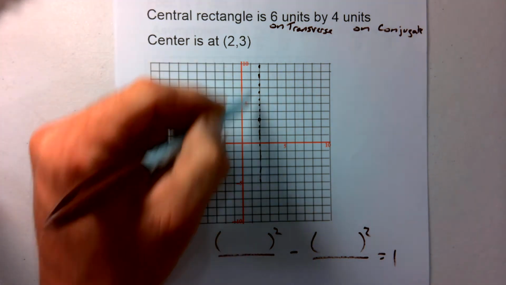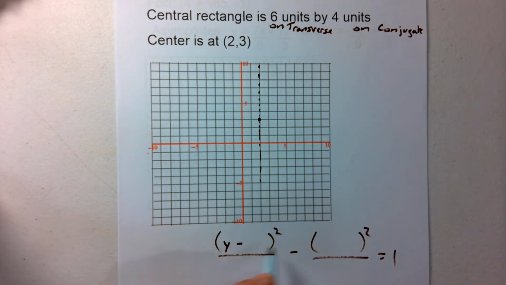We know that since it opens up and down, our y is going to come first and our x is coming second. So our y value of the center is going to be at 3, and our x value is going to be at 2. Now what we do is find our a and our b value.